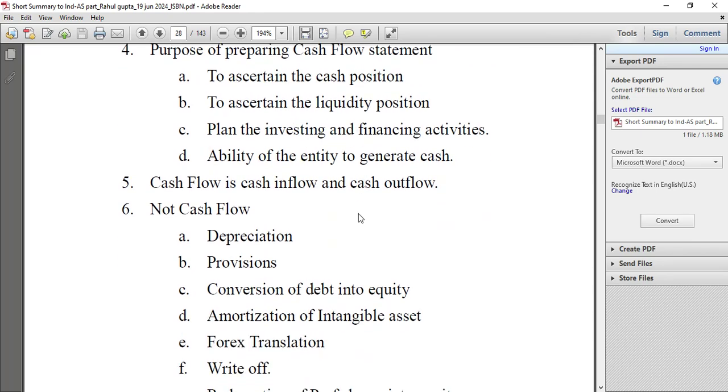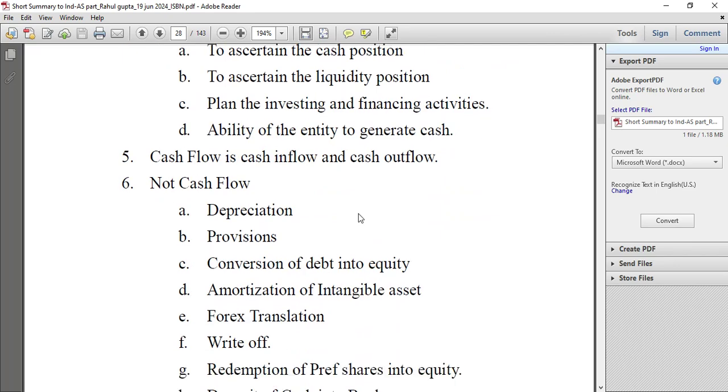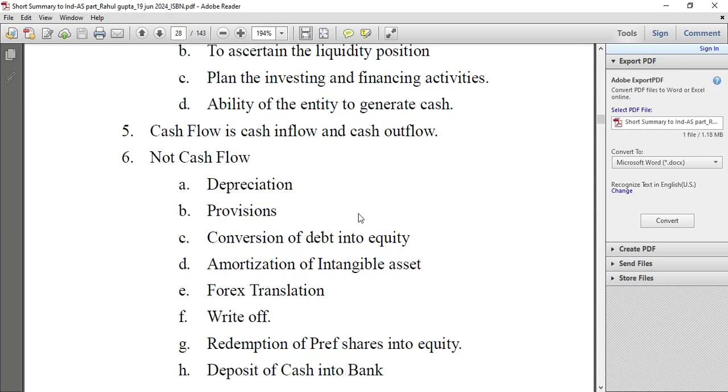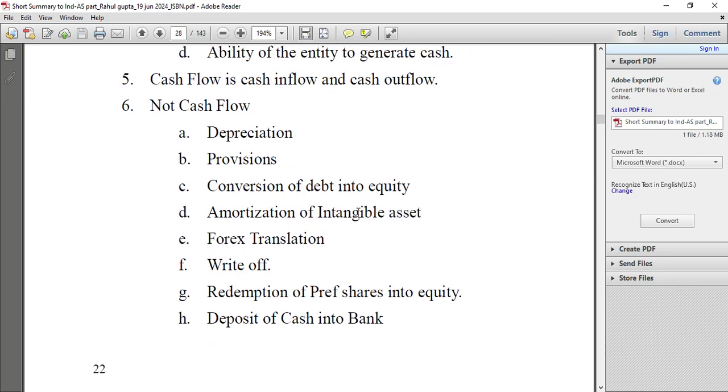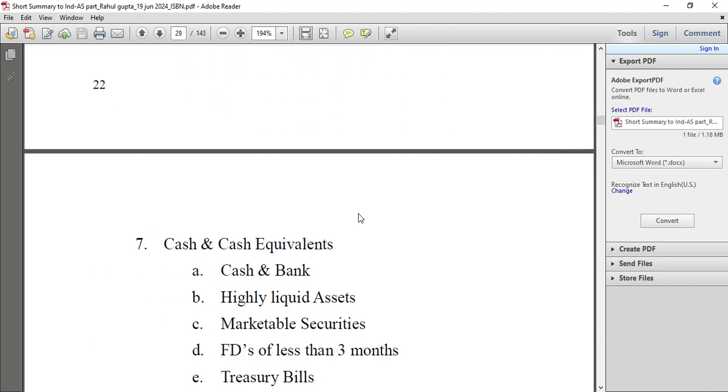Depreciation is not a cash flow. Provisions are not a cash flow. Conversion of debt into equity is not a cash flow. Amortization of intangible assets is not a cash flow. Forex translation is not a cash flow. Write-off is not a cash flow. Redemption of preference shares into equity is not a cash flow. Deposit of cash into bank is not a cash flow.